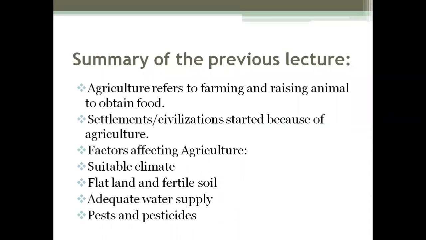We learned about agriculture, that refers to farming and raising animals to obtain food. Then we learned that settlements or the civilizations started because of agriculture. Then we learned the factors affecting agriculture. For example, we talked about suitable climate, that different types of crops need different types of climate to grow.